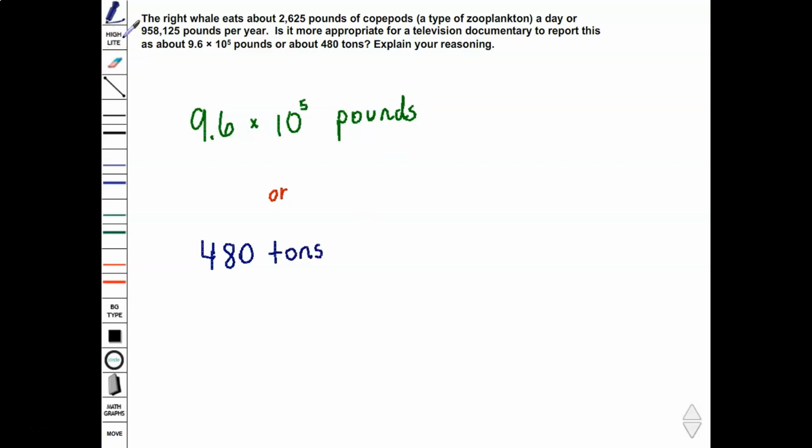The measure of 480 tons is more appropriate. The number 9.6 times 10 to the 5th pounds is very large, so choosing the larger unit of measure is more meaningful. Thank you for using McGraw-Hill Personal Tutors.